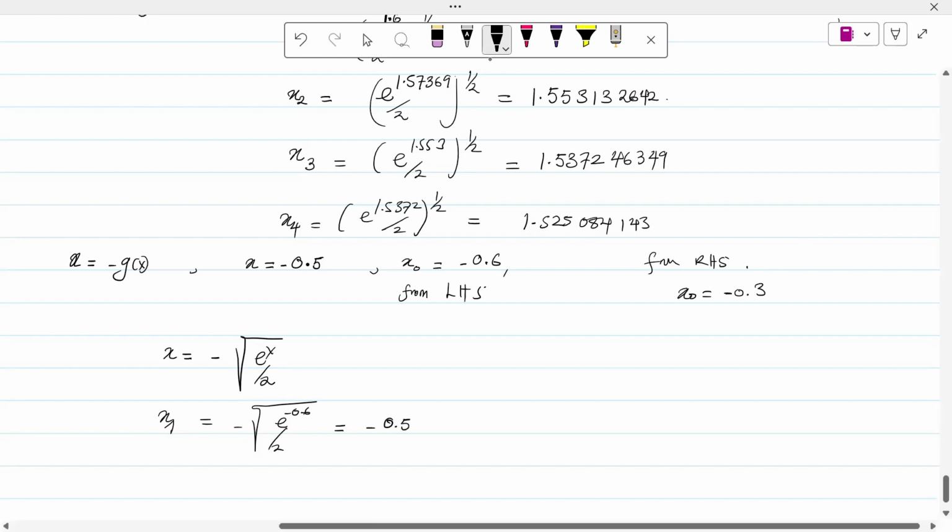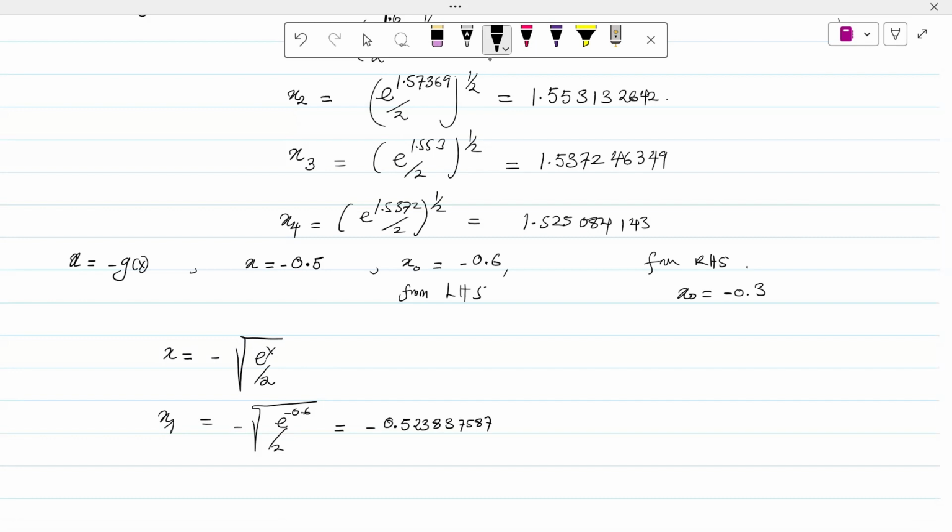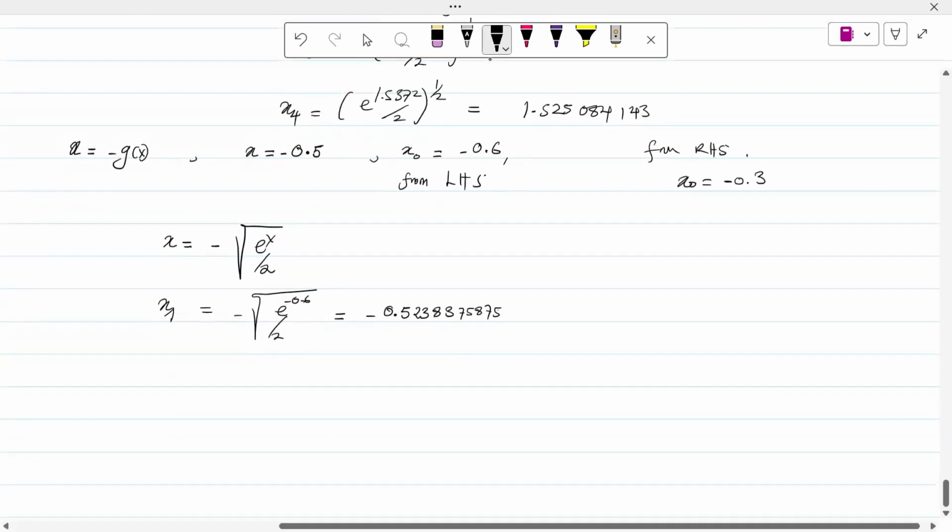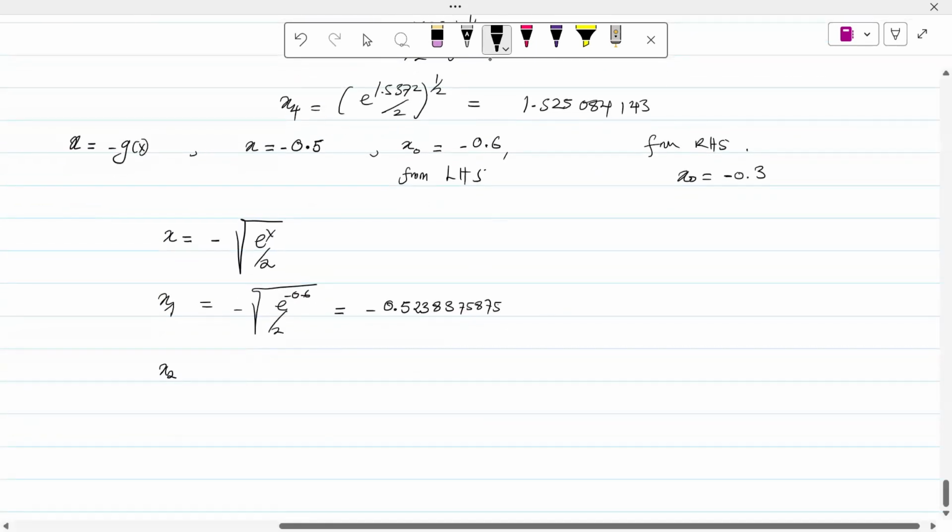That's negative 0.5 something, 0.523... I think 0.6 is too close. Negative 0.5, 23, 83, 7587. Something like that. And then let's get x2. So now it will be negative, the square root of the same value that we found, which is e to the power, now negative what? 0.5 something, divided by 2.